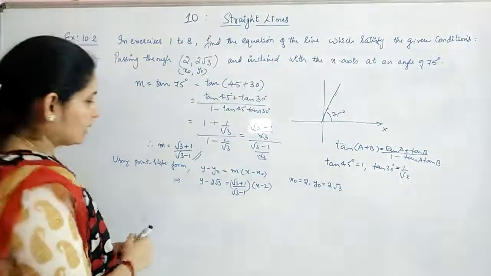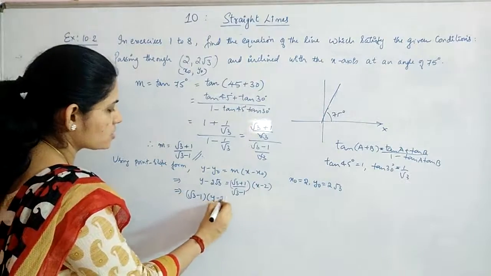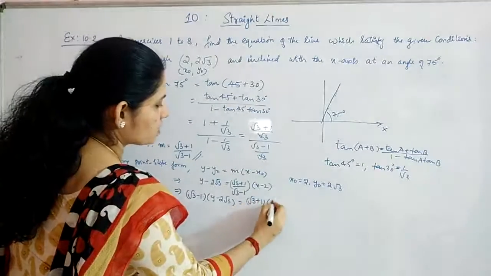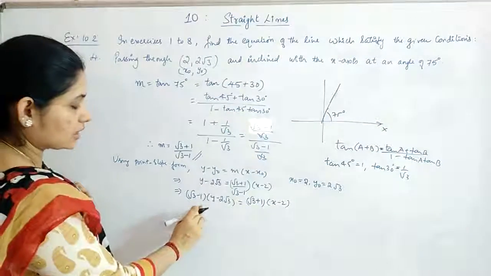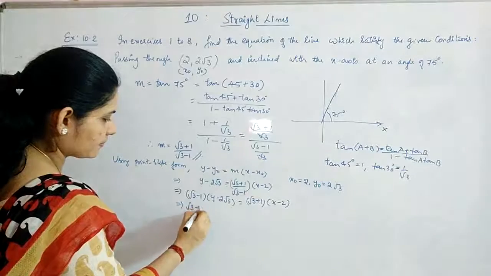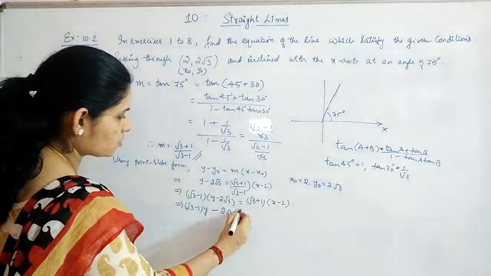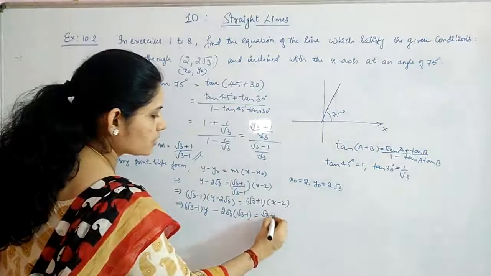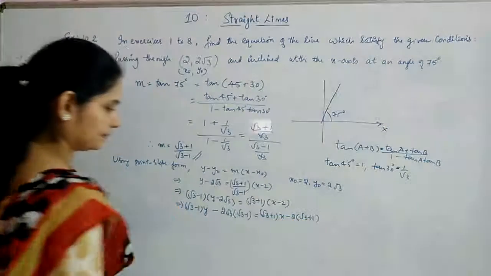Now cross multiplying, what you will get? (Root 3 minus 1) into (y minus 2 root 3) is equal to (root 3 plus 1) into (x minus 2). Now we are just multiplying these terms together: (root 3 minus 1) into y minus 2 root 3 into (root 3 minus 1) is equal to, again, (root 3 plus 1) with x minus 2 into (root 3 plus 1).